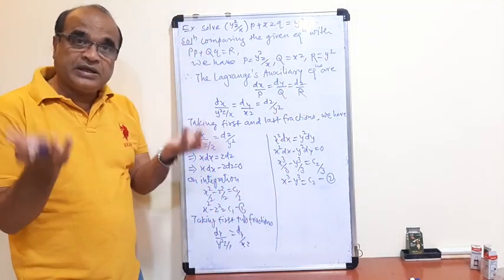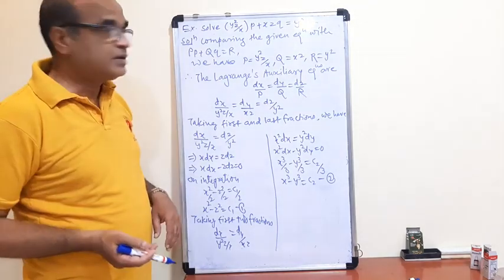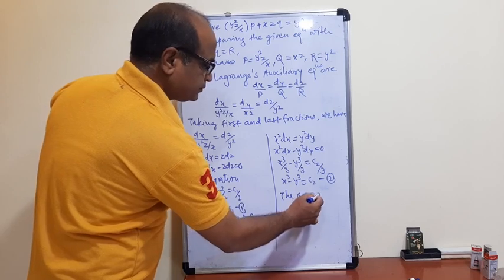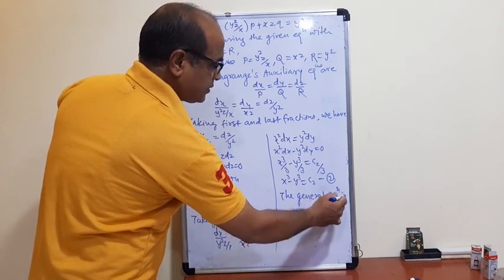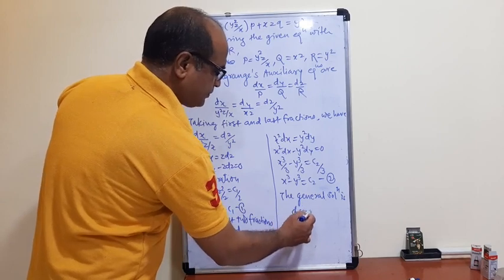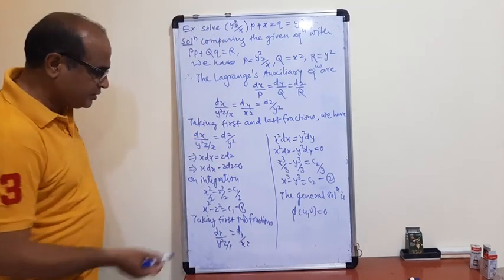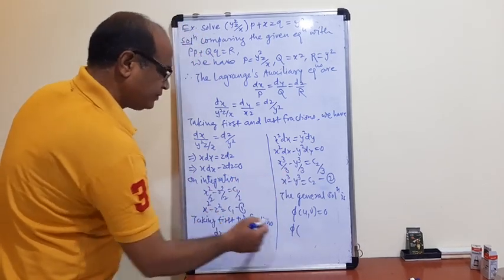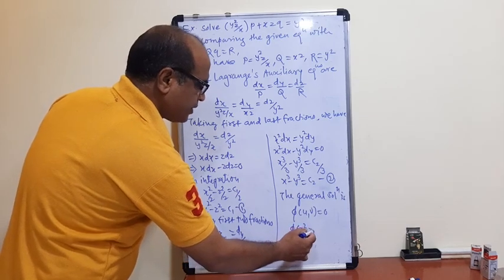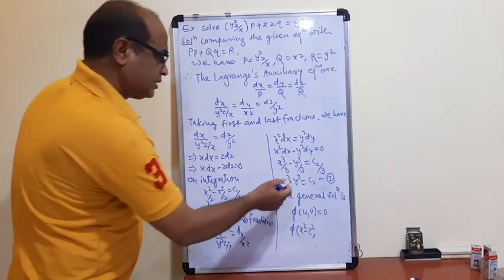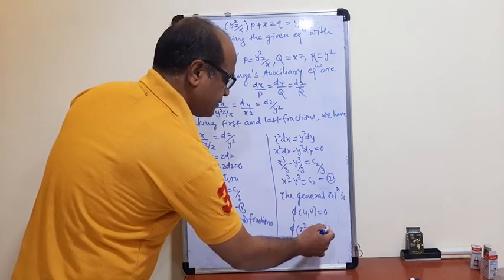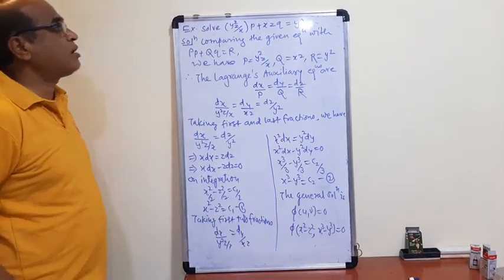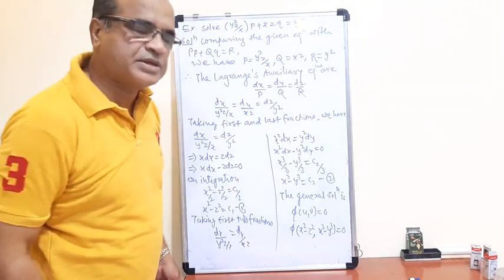So what is the general solution of this differential equation? The general solution is phi of u v is equal to 0. What is u? U is this. What is v? V is this. So it is phi of x square minus z square and x cube minus y cube is equal to 0. This is the general solution of the given partial differential equation.